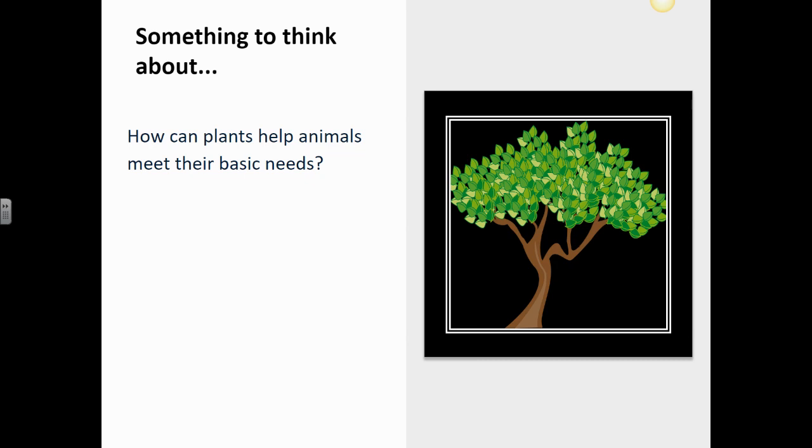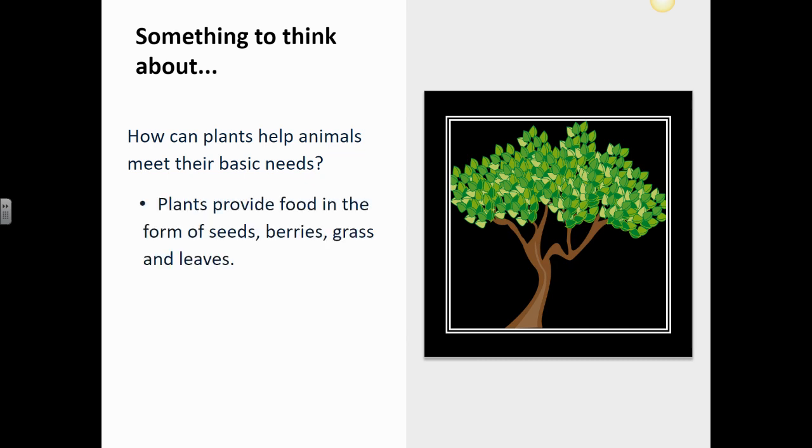Something to think about. How can plants help animals meet their basic needs? We saw examples of shelter, food, oxygen. Plants provide food in the form of seeds, berries, grass, and leaves. Plants provide shelter. Plants provide oxygen. Woohoo! Give yourself a high five.